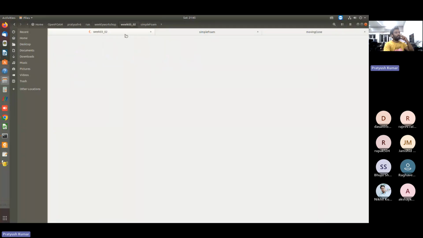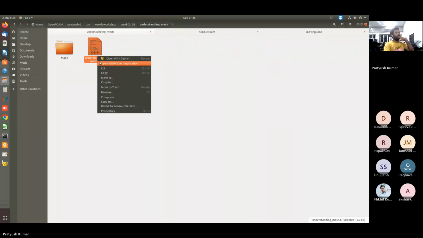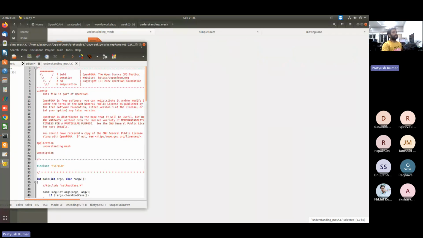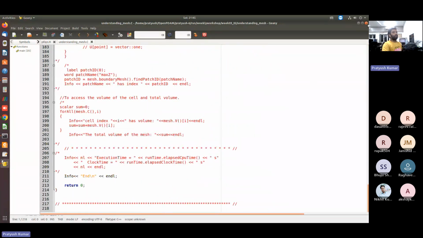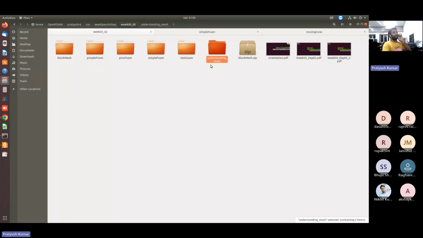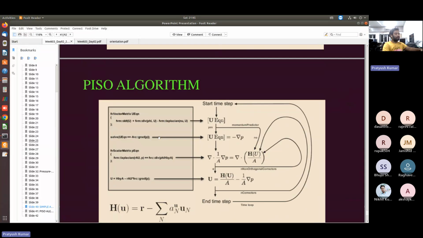Anyone have any questions? So I've uploaded all the solvers here. I have also uploaded the blockMesh, and this folder I have suggested for the study of meshing. Now I'm going to upload today, and you can just visit this understanding the mesh folder. Please let me know if you have any questions. Because I think my content is over for now.